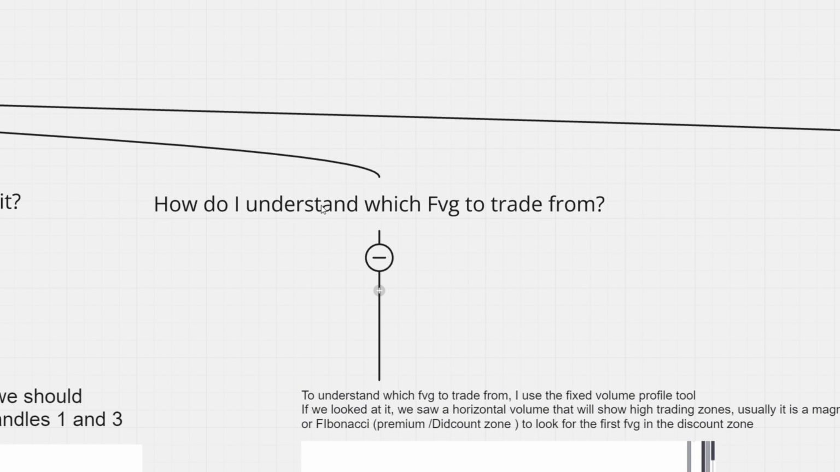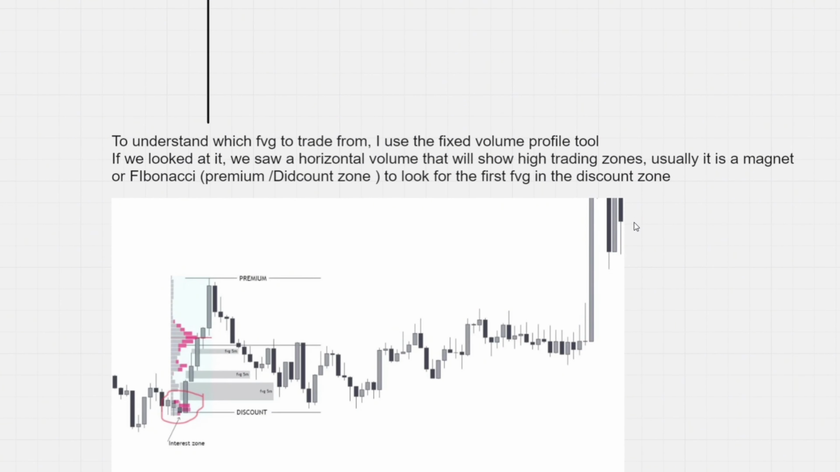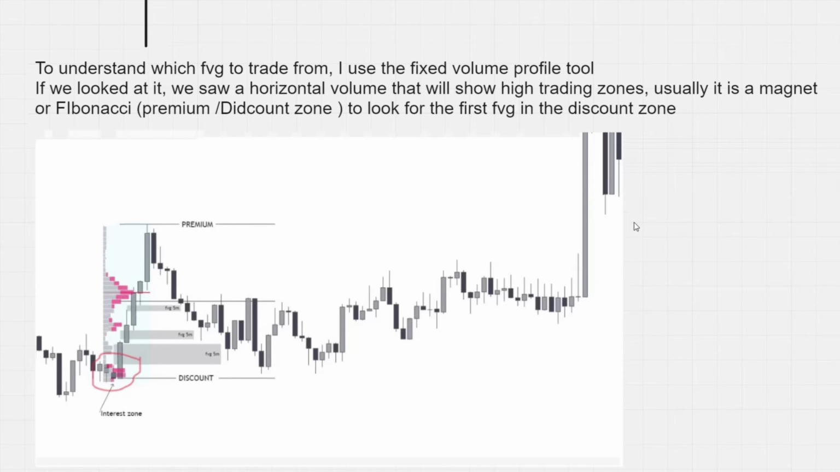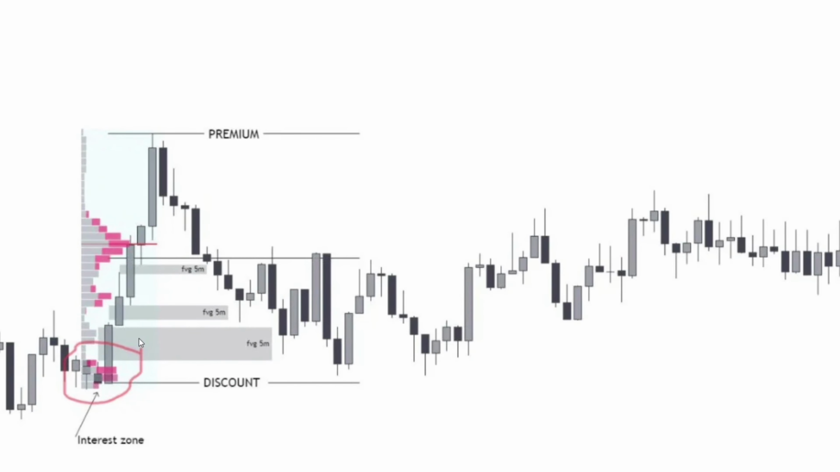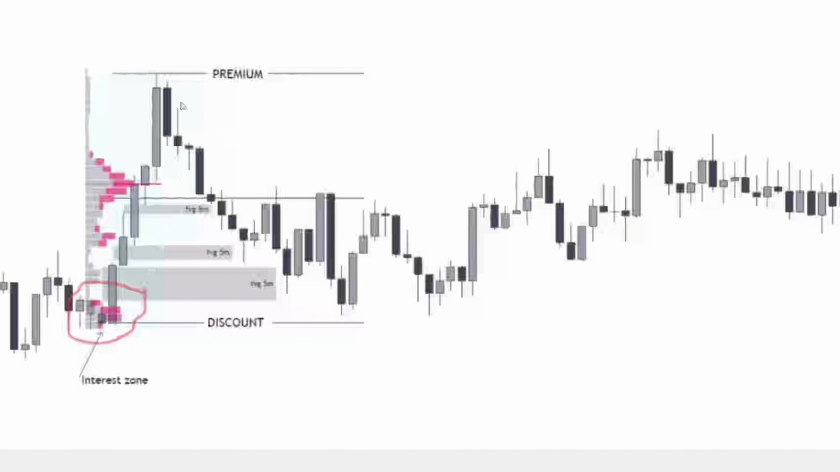And now the most popular question: how to understand which Fair Value Gap to trade. To understand which Fair Value Gap to trade, I use the fixed range volume profile or the premium discount zone. If you look at this picture, we see a horizontal volume that shows high trading zones. Usually it is a magnet for the price. Or you can use the Fibonacci premium discount zone to look for the first Fair Value Gap in this discount zone.